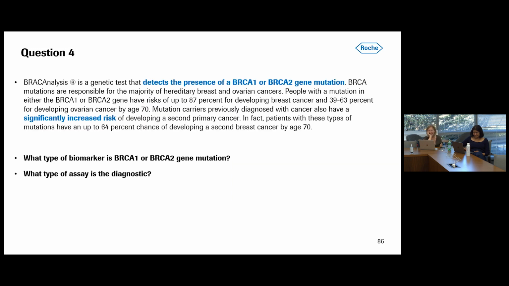Okay, so the BRCA test detects the presence of BRCA1 and BRCA2. These mutations are responsible for the majority of hereditary breast and ovarian cancers. People with the mutation have increased risk for developing breast cancer and ovarian cancer by age 70. Mutation carriers previously diagnosed with cancer also have an increased risk. Patients with these types of mutations have increased risk. It's all increased risk. So what type of biomarker are the BRCA mutations, and what type of assay?